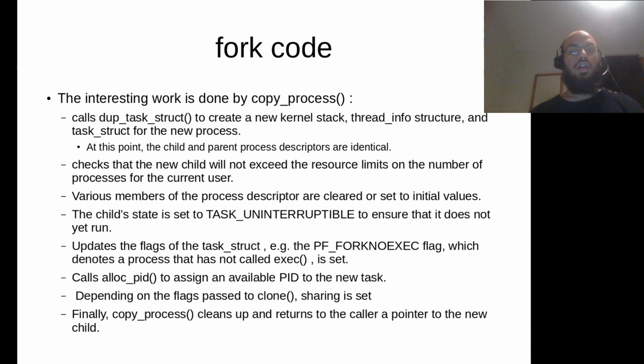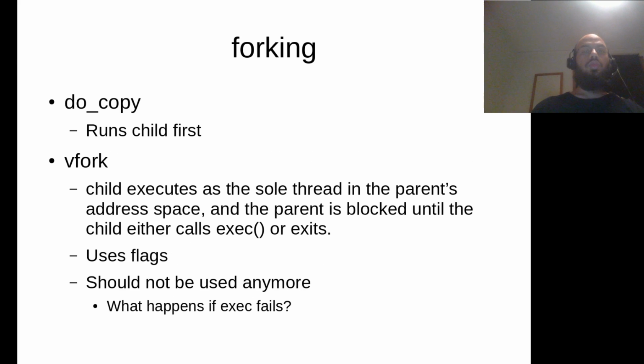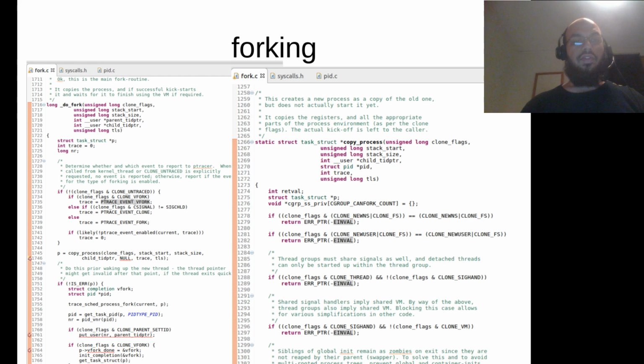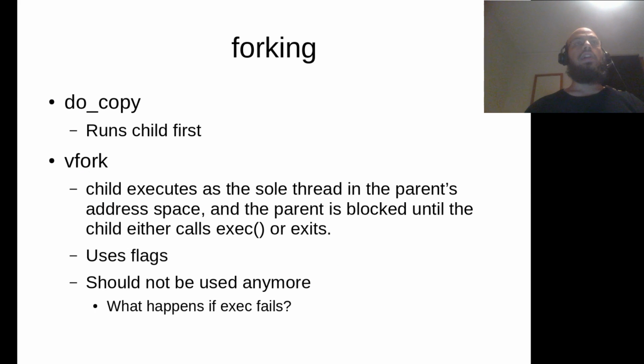Now that the copy process is done, do fork can actually do what it is supposed to do. What do fork tries to do is run the child first. So once this returns, once you get P, you try to make P run before the parent. The reason you do that is that if P is going to call exec, then there is no need to copy the data of the parent.